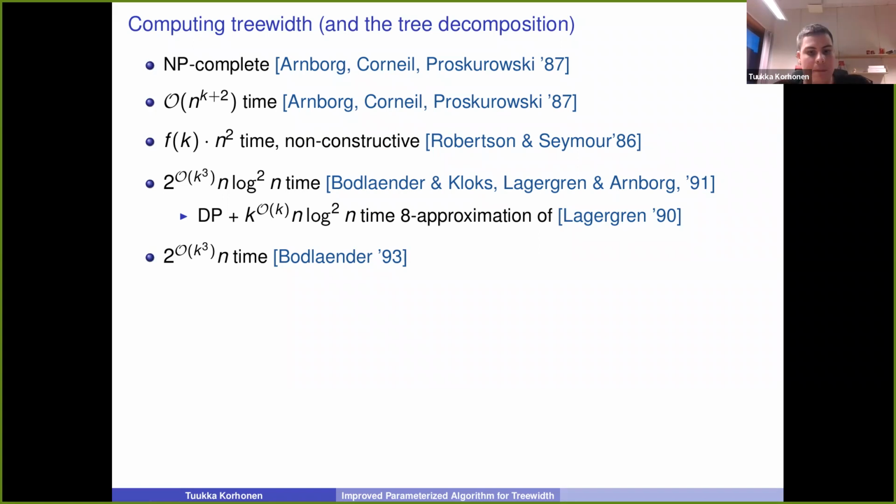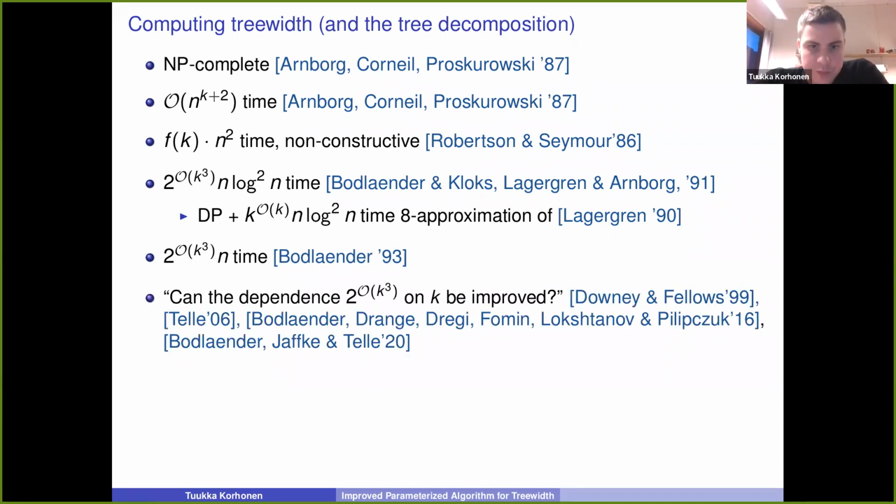And so for any fixed k, we have a linear time algorithm for computing treewidth, given by Bodlaender 30 years ago. But the dependency is exponential in k cubed, while in many algorithms that use treewidth, this dependency on treewidth is a lot better, like 2 to the O of k. So in the exponent you have a linear function of k instead of k cubed. And this was in FPT algorithms.